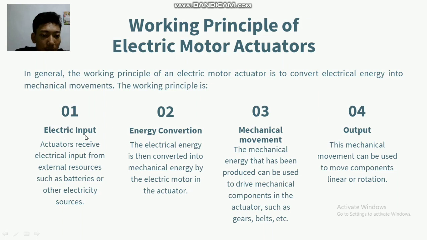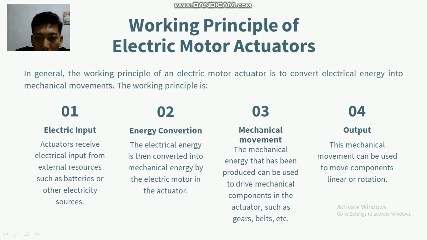And the first is electric input. The actuator receives electrical input from an external resource, such as a battery or other electricity resource. And the second is energy conversion. The electrical energy is then converted into mechanical energy by the electric motor in the actuator.